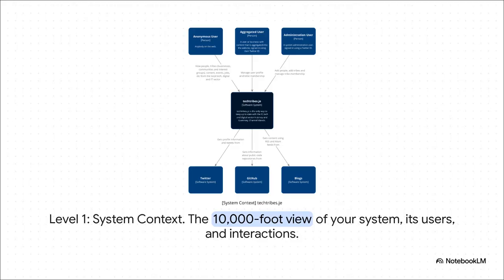So we start at level 1, the system context diagram. This is that 10,000-foot view. Our entire system is just that one box in the middle. And all we show around it are the key users, like an admin, and the other major systems it talks to, like Twitter or GitHub. This view is absolutely perfect for explaining the big picture to, say, your project managers or other non-technical folk.